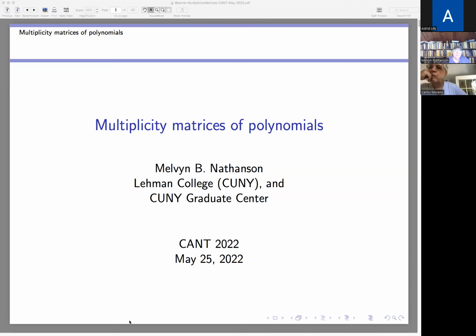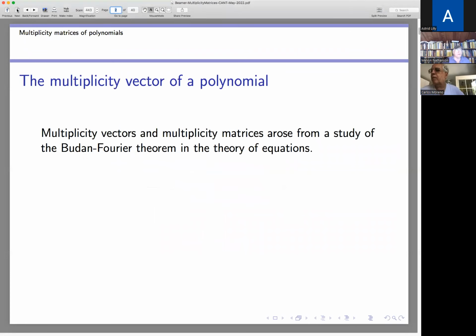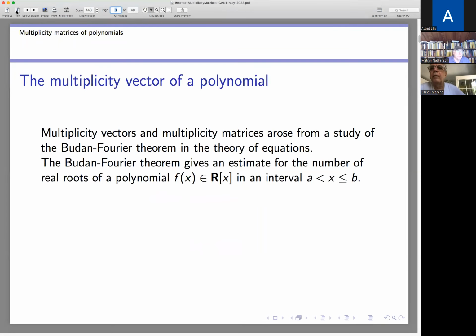So in March, I had posted a paper on arXiv and gave a talk in the New York number theory seminar about multiplicity vectors and multiplicity matrices. This is something that came up in trying to understand what is called the Budan-Fourier theorem and the theory of equations, which gives an estimate for the number of real roots of a polynomial in a finite interval.